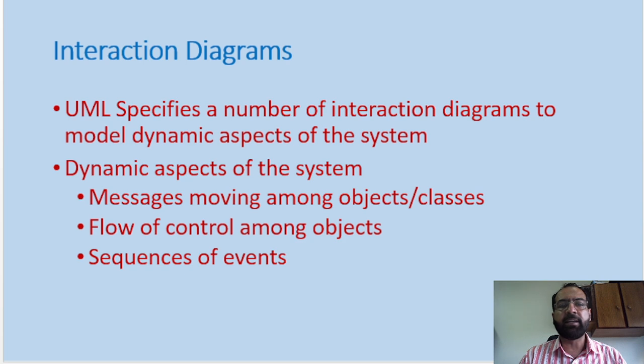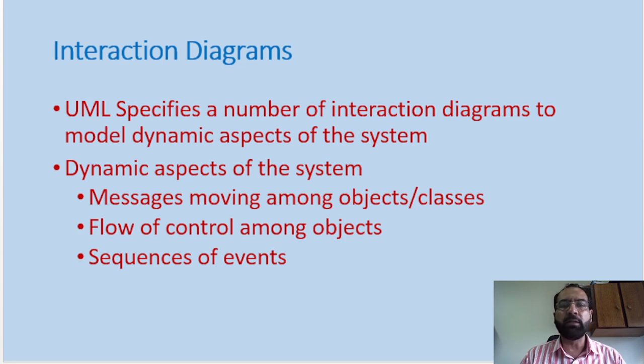So what are the dynamic aspects? Moving messages, moving among objects and classes. When we talk about object-oriented models, we believe in object interactions. Objects interact with each other, they call each other, they pass messages, parameters are passed to the other objects, instructions are passed. Maybe there is a creation of objects, and a destruction of objects as well. All these we need to capture when we talk about a sequence diagram.